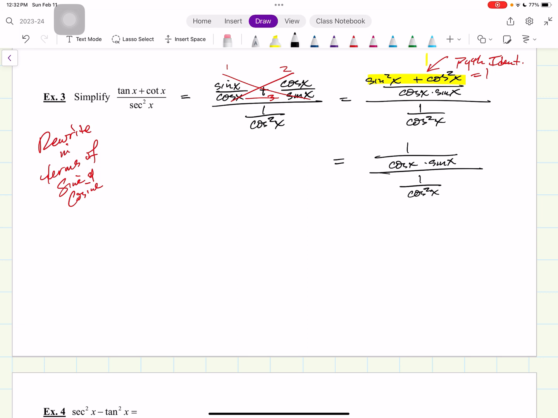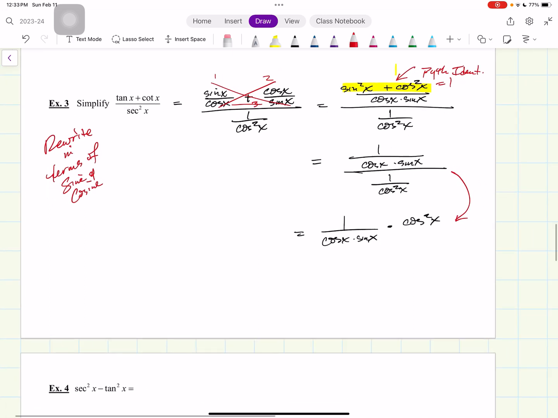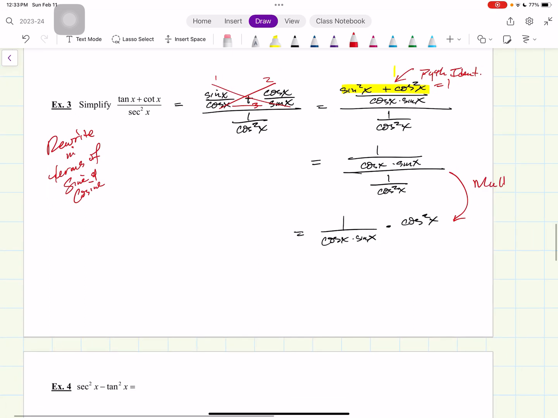So now what you want to do is take the numerator, which is 1 over cosine x times sine x, and multiply by the reciprocal of the fraction 1 over cosine squared x, which is just cosine squared x. You multiply by the reciprocal. So let's write that down. Multiply by the reciprocal. And the reciprocal of this fraction right here is just cosine squared x.